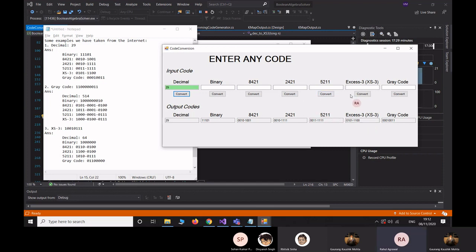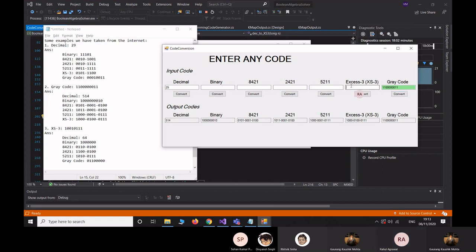Similarly, for input of gray code, we will input 1100000011 and we should get decimal 514. So clicking on convert, here we can verify that decimal is 514 and we can verify the other codes also from this.